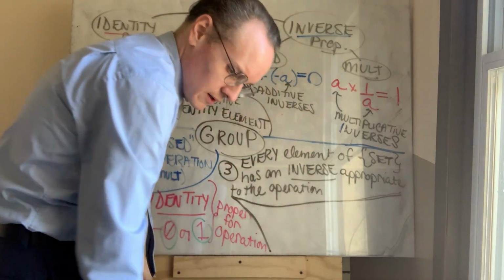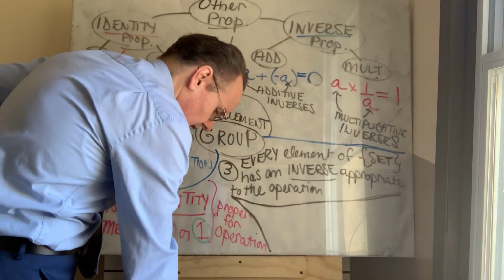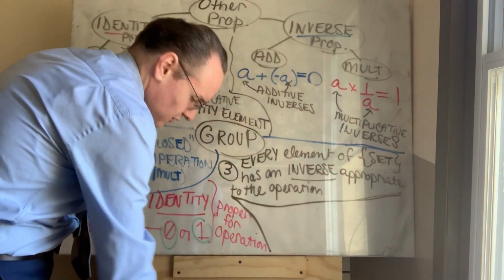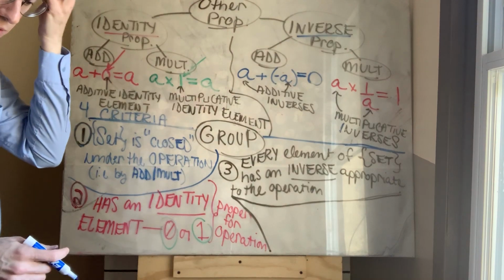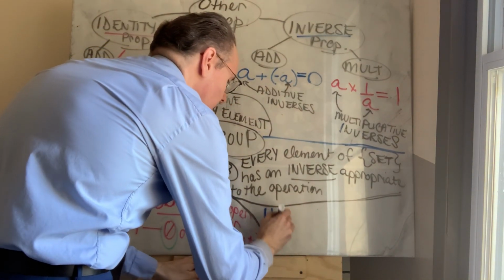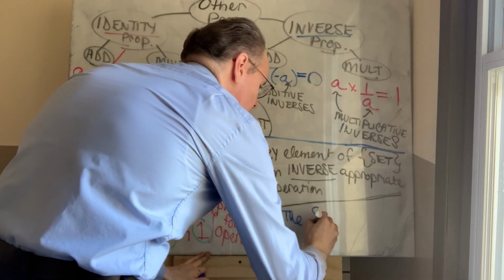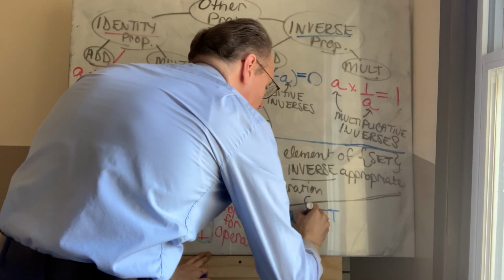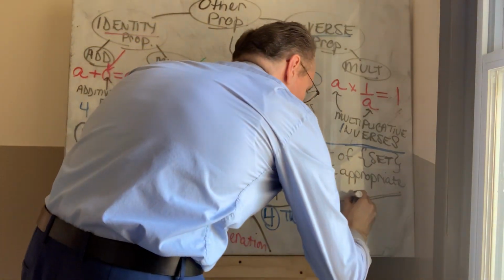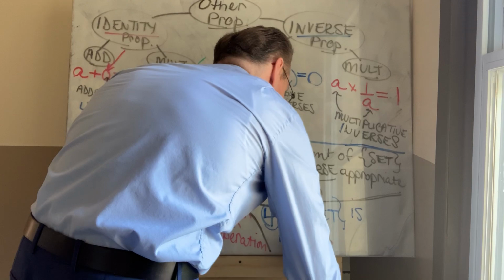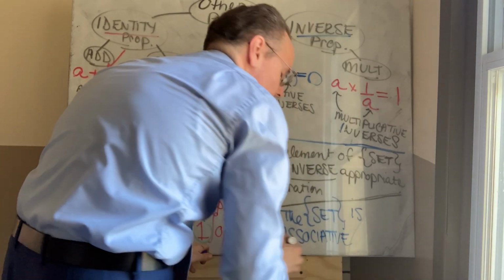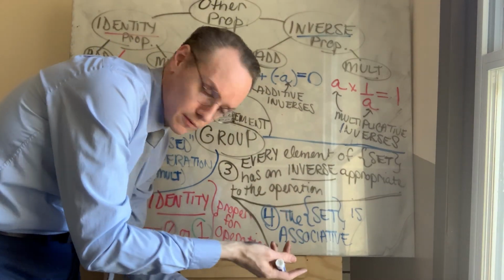Okay. Now the last criterion that has to be met is this: the set has to be associative. Number 4. The set, again, is associative, either of addition or of multiplication.